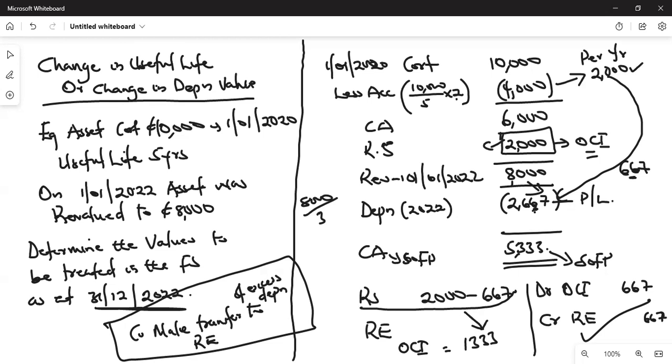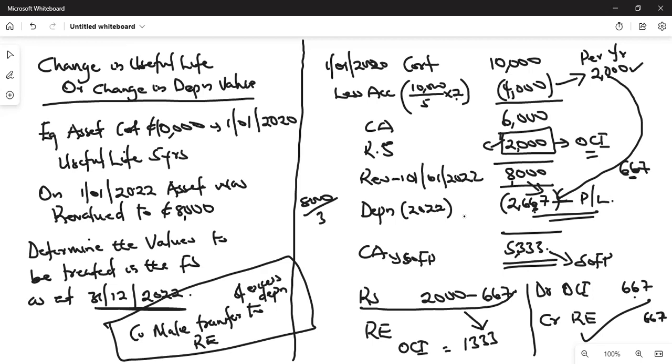Hello, sir. Yes, please. There's 667. Why are we leaving the 2,000, the depreciation? It's your normal depreciation. This whole depreciation is going to P&L. We've stated it here. It's not like you are lessening this 667 from the depreciation. Please, I didn't say that.